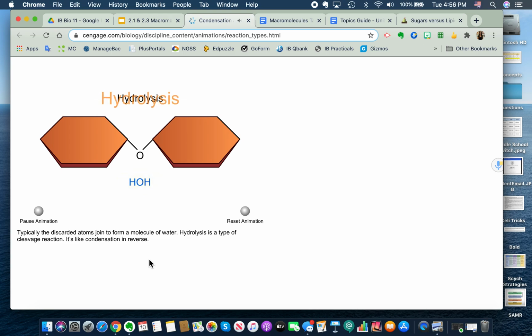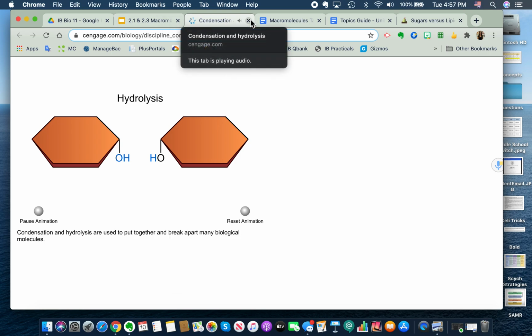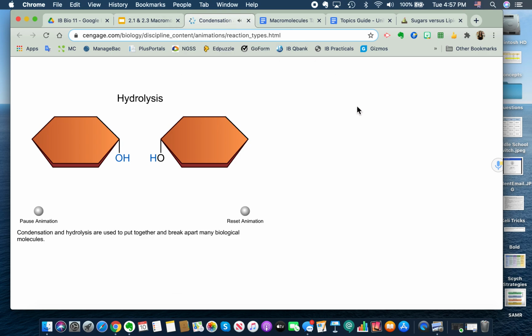Hydrolysis is a type of cleavage reaction. It's like condensation in reverse. An enzyme splits the molecule into two parts, then attaches a hydroxyl group and a hydrogen group from water to the exposed sites. The result is two smaller molecules. Condensation and hydrolysis are used to put together and break apart many biological molecules.